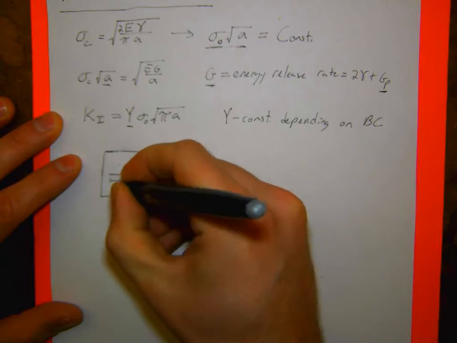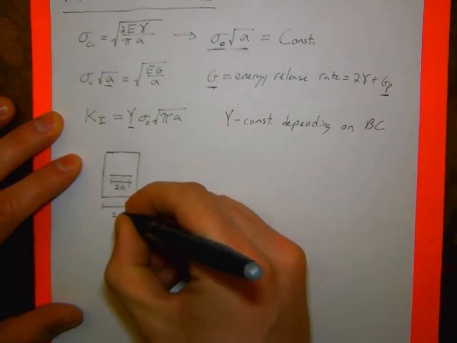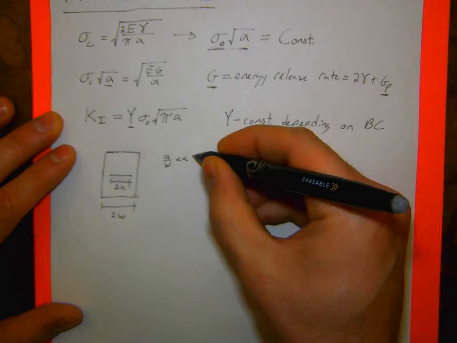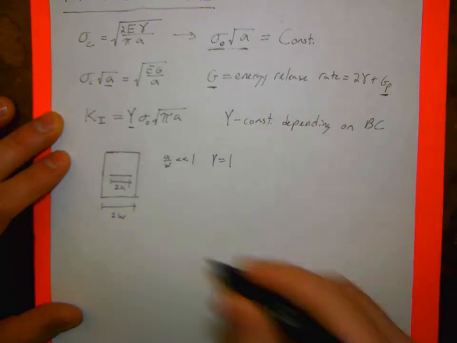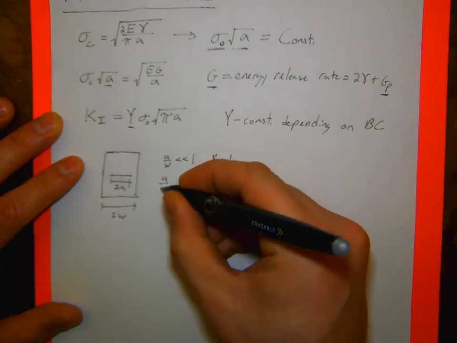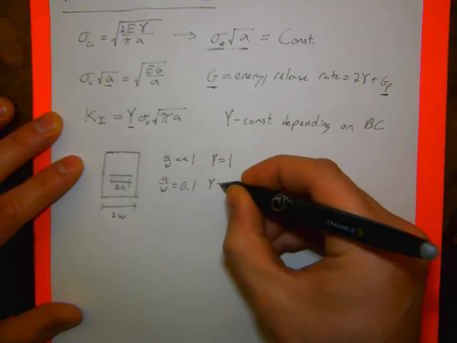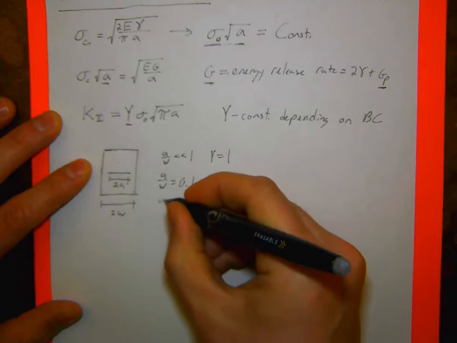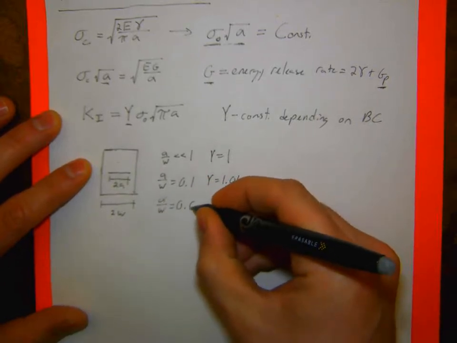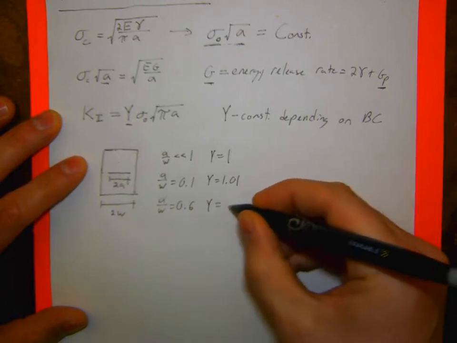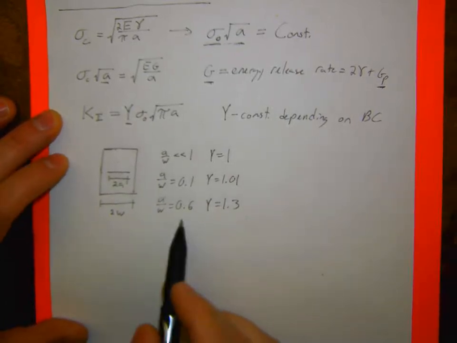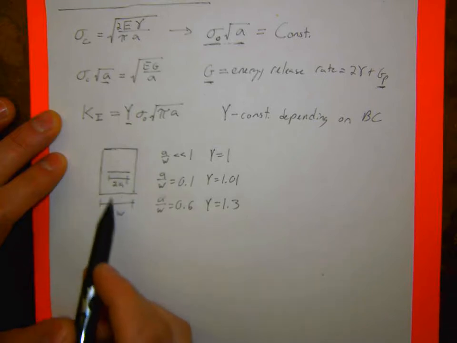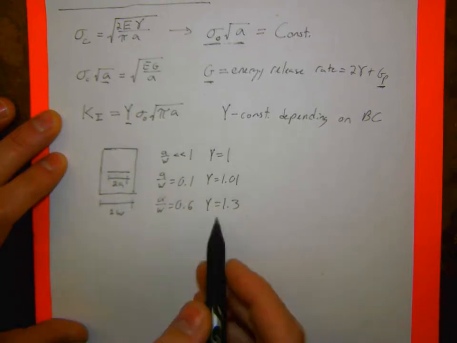We'll have a crack of width 2a in a part of width 2w. For a over w very, very small, much less than 1, Y is just 1, a constant. But for a over w of 0.1, Y is 1.01, and if the crack was half of the plate, or a little bit more than half the plate, Y is 1.3 there. So you can see the stress concentration around the crack, relative to how big it is relative to the size of the part, does matter.